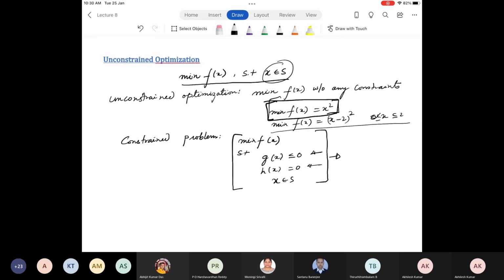So to continue with the unconstrained problem, there are two things which we need to understand. First is the necessary optimality condition. Second is the sufficient optimality condition. As far as the definition of unconstrained optimization is concerned, we write the definition here so it is clear.